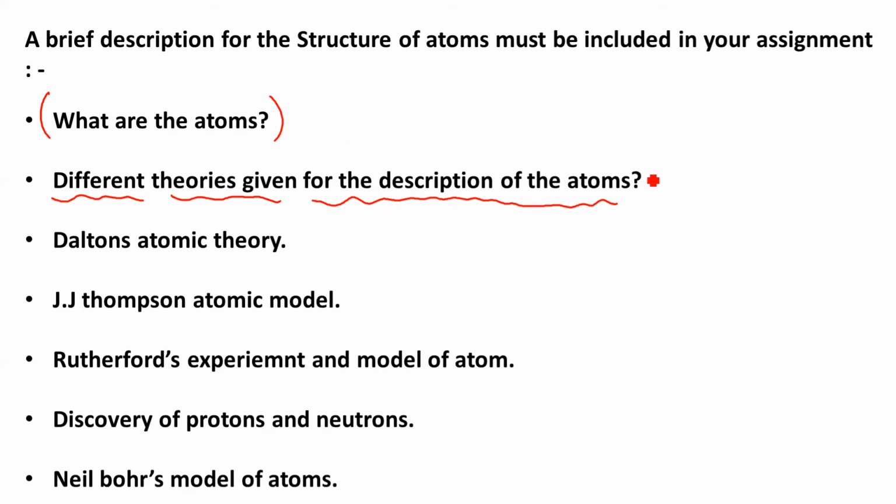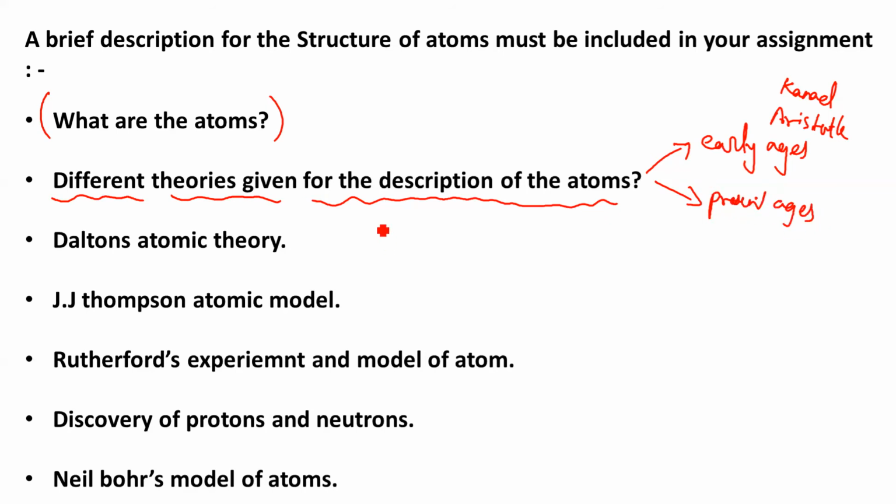So you can take this particular thing from very early ages, such as from the time of Aristotle, or in India, if you are taking, then from the time of Kanad. You have to mention all these things, then up till now, the present age, what are the descriptions which are made for the atoms? You have to include this in the different theories given for the description of atom. Here you have to mention only single line things, means what their gist was, what their proper gist was for their particular theory.